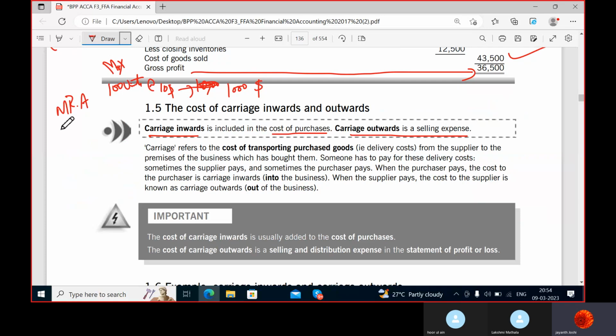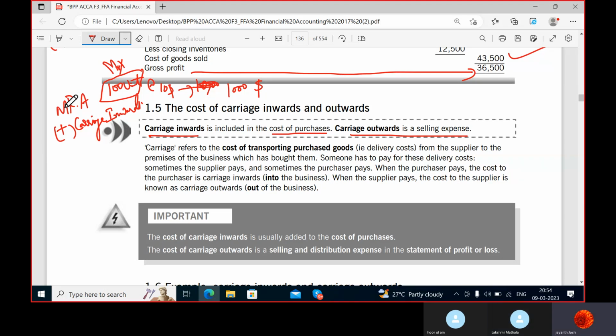Add carriage inwards. What do you mean by this carriage inwards? Carriage inwards is nothing but the freight charges incurred by the buyer. Okay, for what reason he will incur the freight charges? To bring this inventory, that is 100 units, from Mr. X godown to his godown. Am I right or wrong? Please tell me.